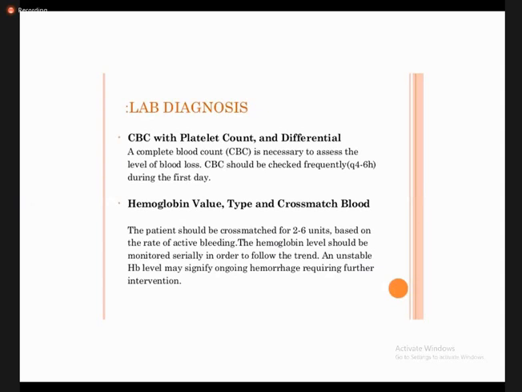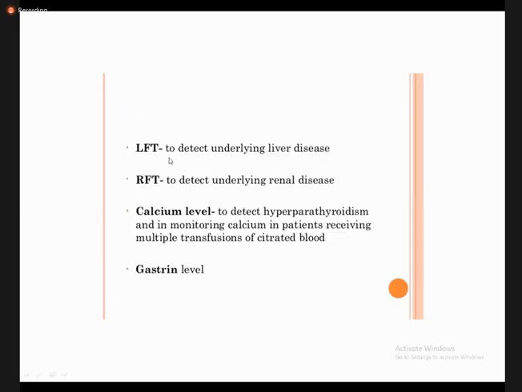Okay. The patient should be cross-matched for 2 to 6 units based on the rate of active bleeding. Hemoglobin level should be monitored serially in order to follow the trend. An unstable Hb level may signify ongoing hemorrhage requiring further intervention. So immediately as the patient comes with a GI bleed, you take the cross-match sample and send it to arrange at least 2 to 6 units of blood the patient might need during the procedure, before or after, to maintain the hemoglobin level.